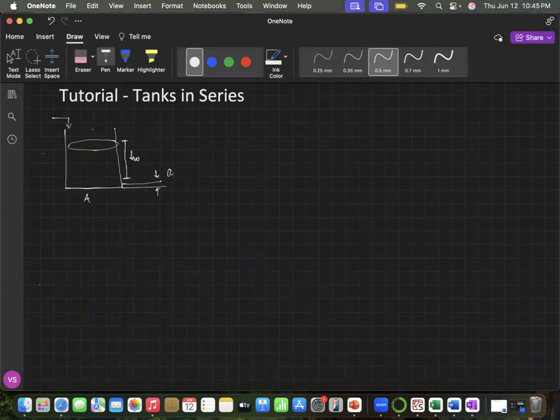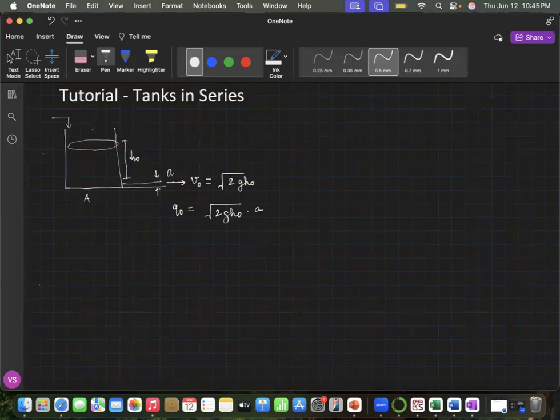Since the pressure here and here is going to be the same, we can very easily say that the velocity of the fluid coming out of here is going to be square root of 2g h naught, right? And therefore the flow rate is going to be a times square root of 2g h naught, right?